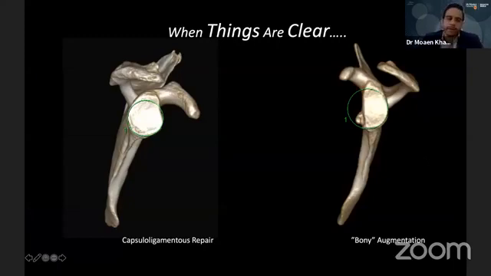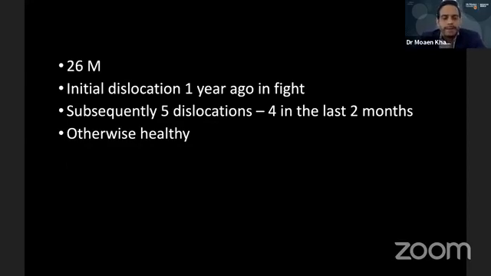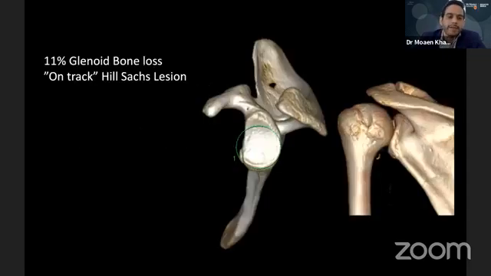Sometimes things are very clear when we're managing shoulder instability. For the image on the left, I think most surgeons would proceed with a capsule ligamentous repair or Bankart repair. For the image on the right, most surgeons would proceed with some sort of bony augmentation. But I want to illustrate how things can get a little more challenging with this case. A 26-year-old patient had an initial instability event about a year ago. They're an MMA fighter. They subsequently had 5 dislocations, 4 in the last 2 months, and they're otherwise healthy. Looking at their imaging, they have an 11% glenoid bone loss and an on-track Hill-Sachs lesion.